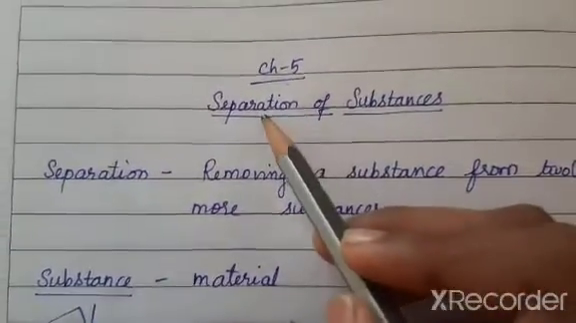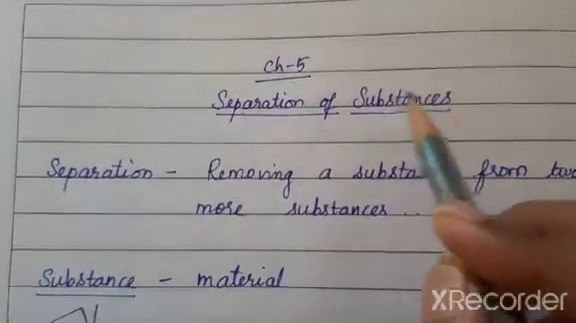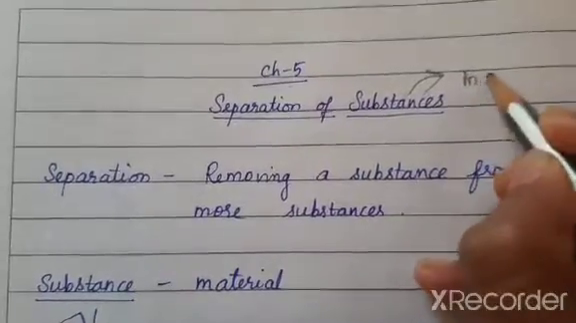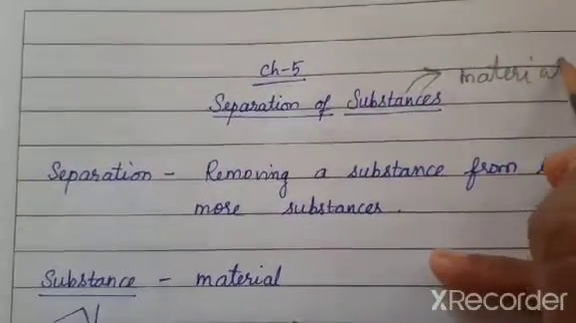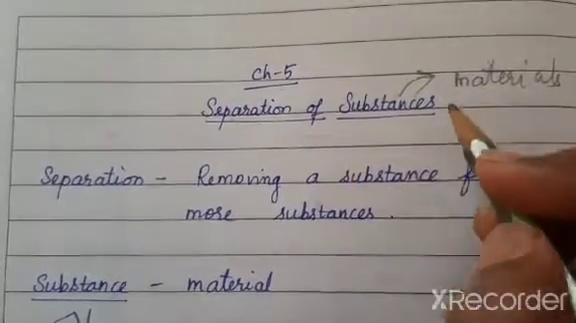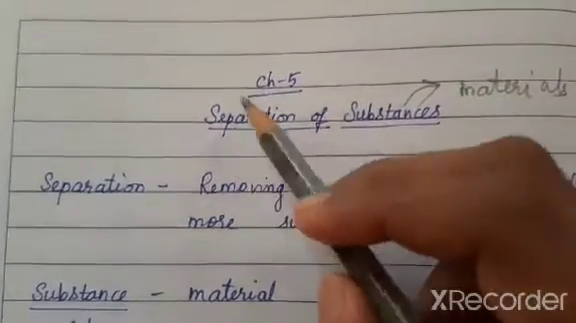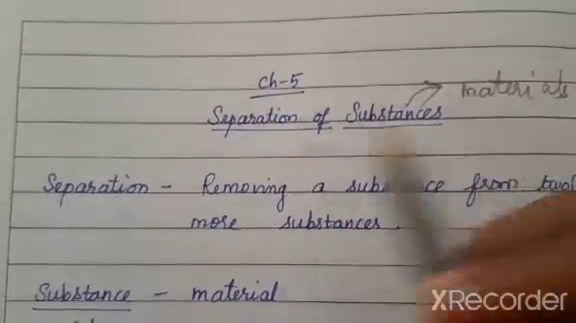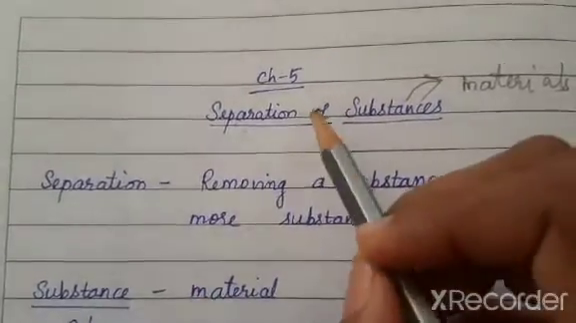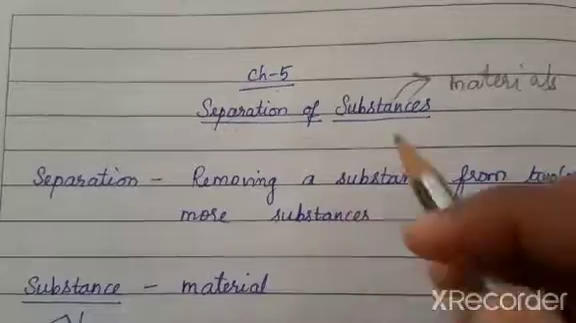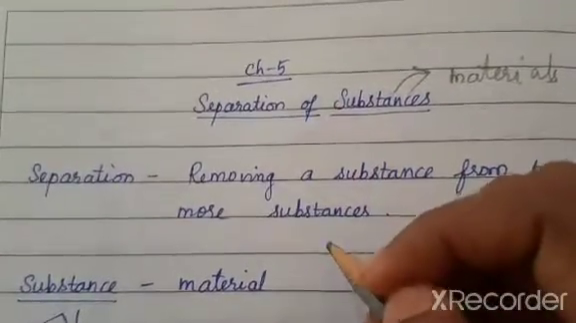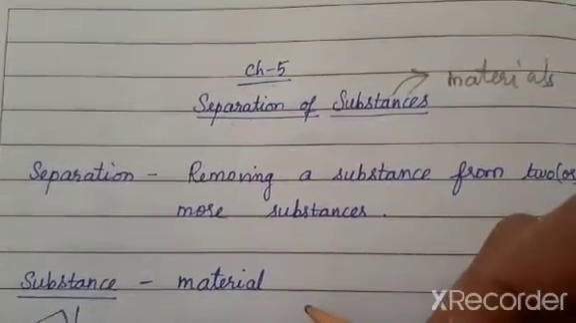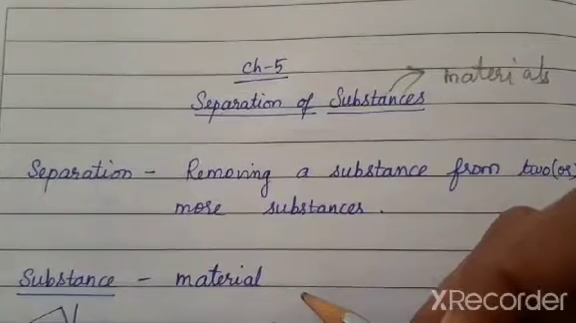What does the heading tell us? Separation of substances. What is meant by substances? Substances means materials or items, any articles. So we are going to learn in this chapter how to separate the materials. From where am I going to separate? What is the need for me to separate? How am I going to benefit by separating the materials? To all these questions, we will discuss in this chapter.